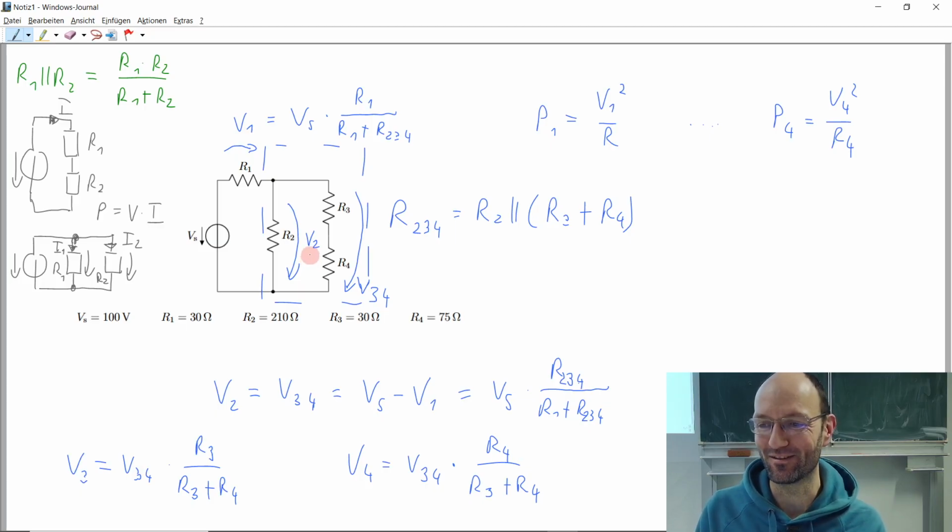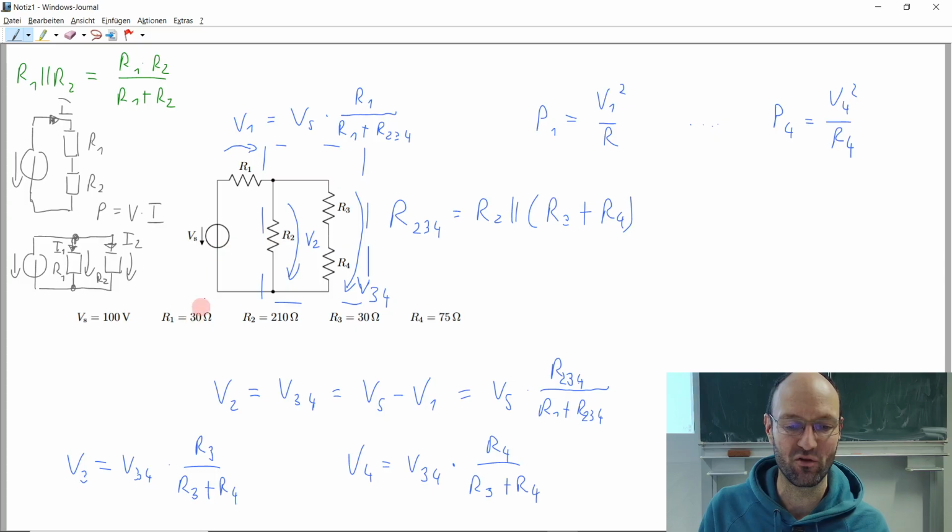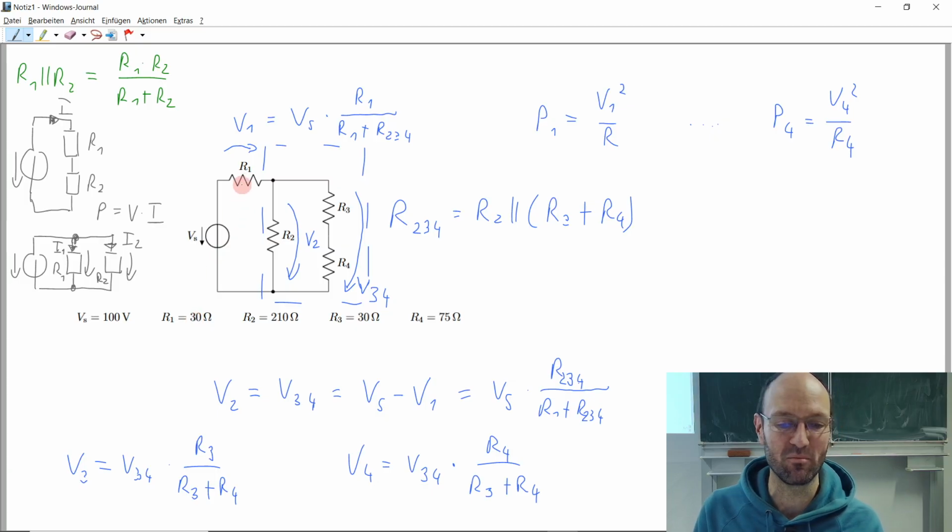And the answer is, no one knows. Difficult to say. Usually we would say, okay, this resistor gets all the current, but it does not get all the voltage. And it's quite small. This is just 30 ohms, so yeah, probably not.